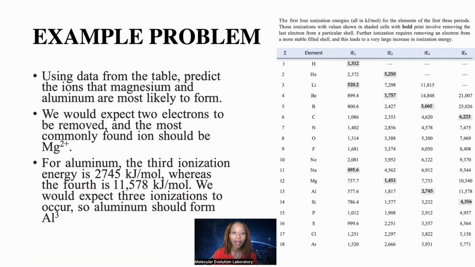Predict the ions that magnesium and aluminum are most likely to form. We would expect 2 electrons to be removed, and the most commonly found ion should be magnesium 2+. For aluminum, the third ionization energy is 2,745 joules per mole, whereas the fourth is 11,578 joules per mole. We would expect 3 ionizations to occur, so aluminum should form aluminum 3+.